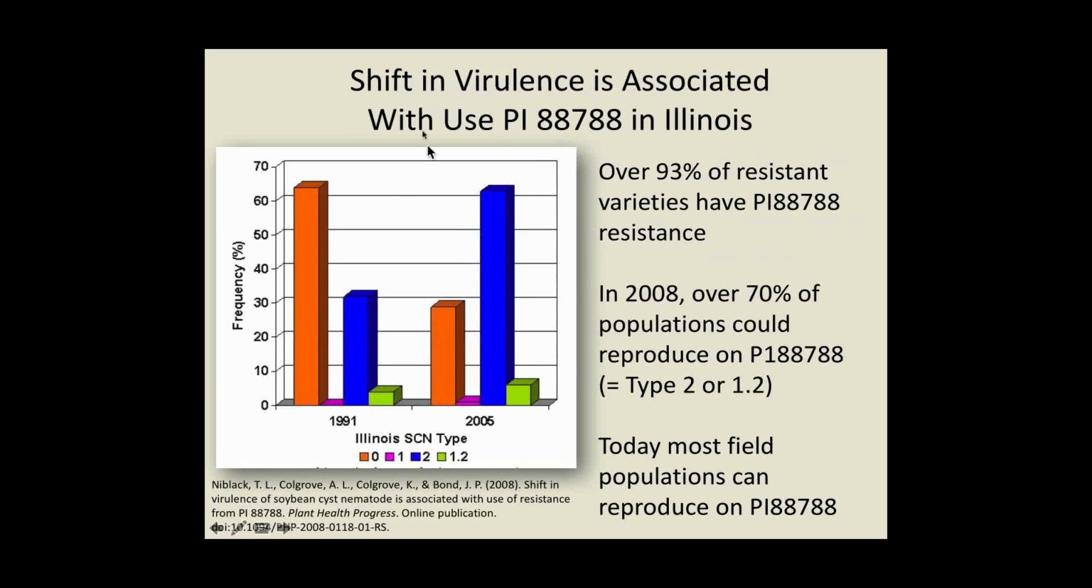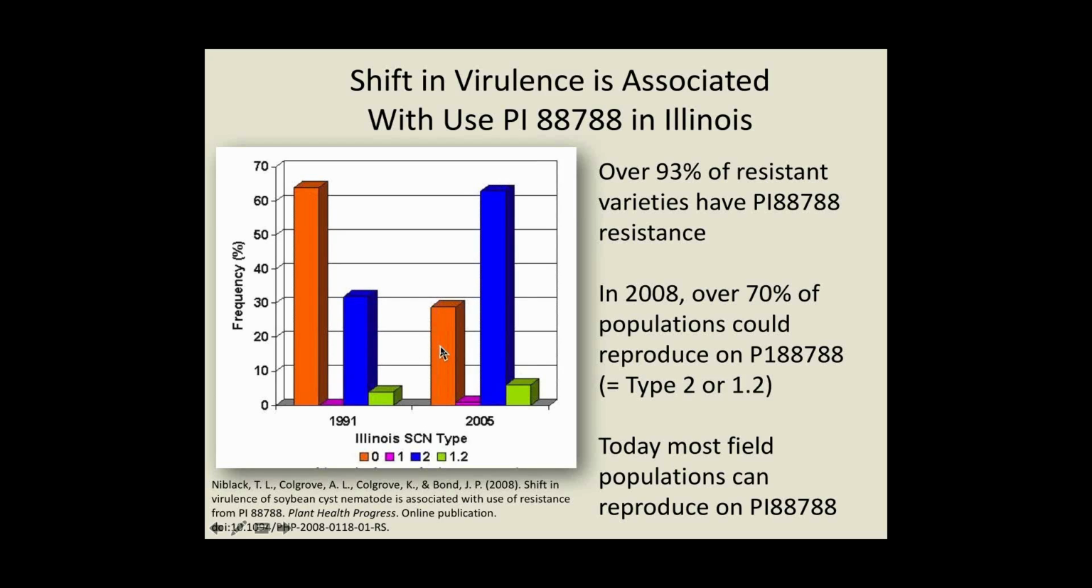And this just documents the shift in virulence that's occurred in Illinois. This was a survey done back in 1991. So you can see at that time the Illinois populations were mostly this type 0. In the old days we called that race 3. But even then in '91 we see over 30% of the populations were type 2, and that designation indicates that it can reproduce on 88788.